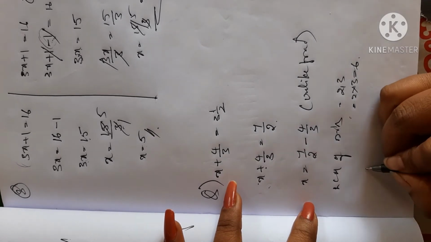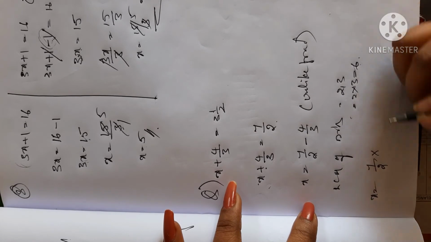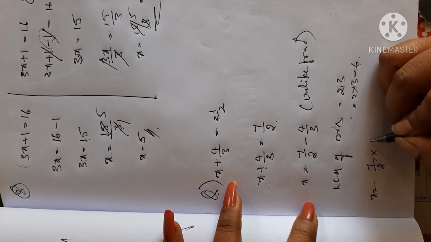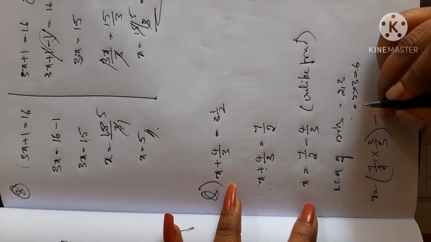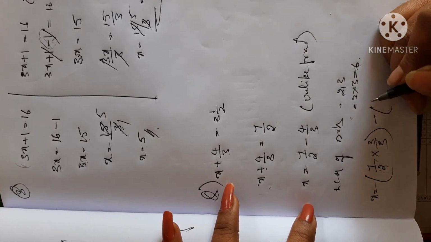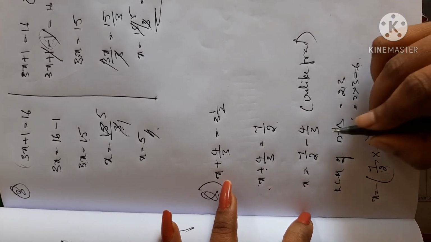Now x is equal to 7 by 2. I want 6 to be in the denominator. Already 2 is there, so what do I need to do? I am multiplying 3 by 3. See, this procedure I have already explained in a previous video, how to add fractions. Just check that.